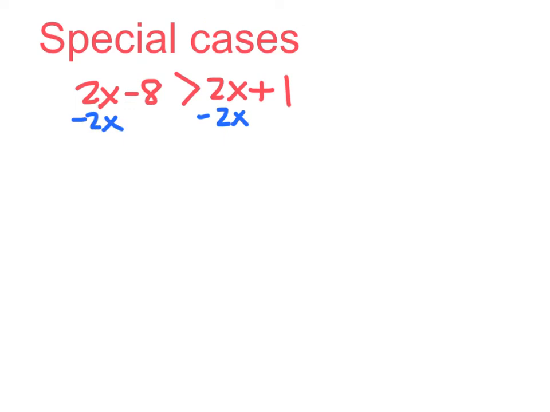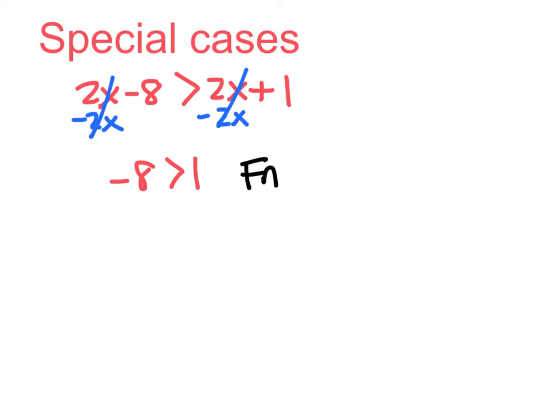All right. Finally, we're going to look at two special cases. Let's say we had 2x minus 8 is greater than 2x plus 1. Well, if I'm trying to get my variables on the same side of the inequality, my first step would be to subtract 2x from both sides. That eliminates the x's, so now I have negative 8 is greater than 1. Now, is negative 8 greater than 1? No, this is a false statement.